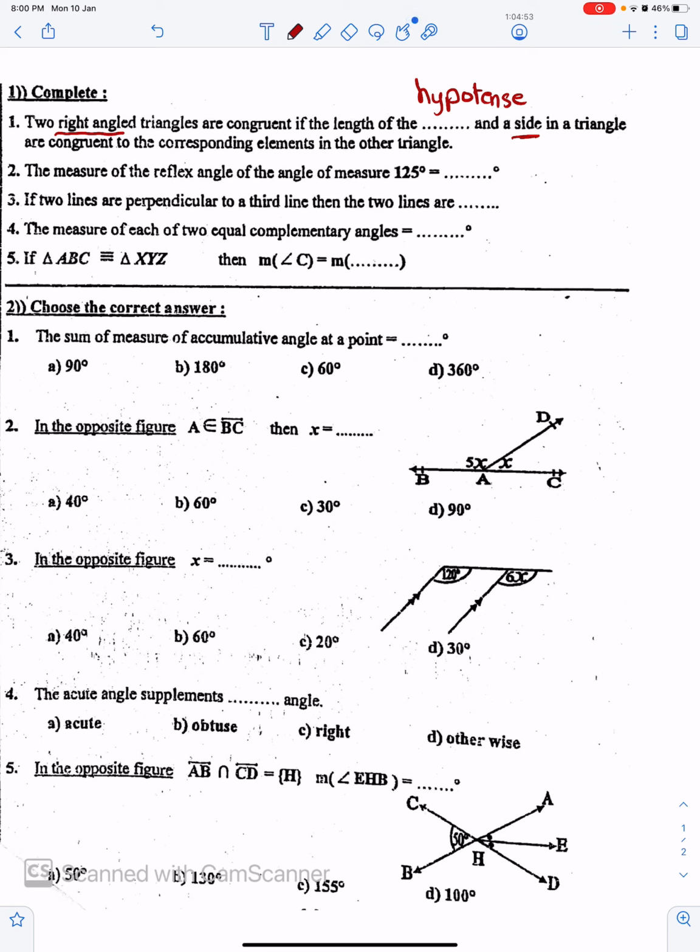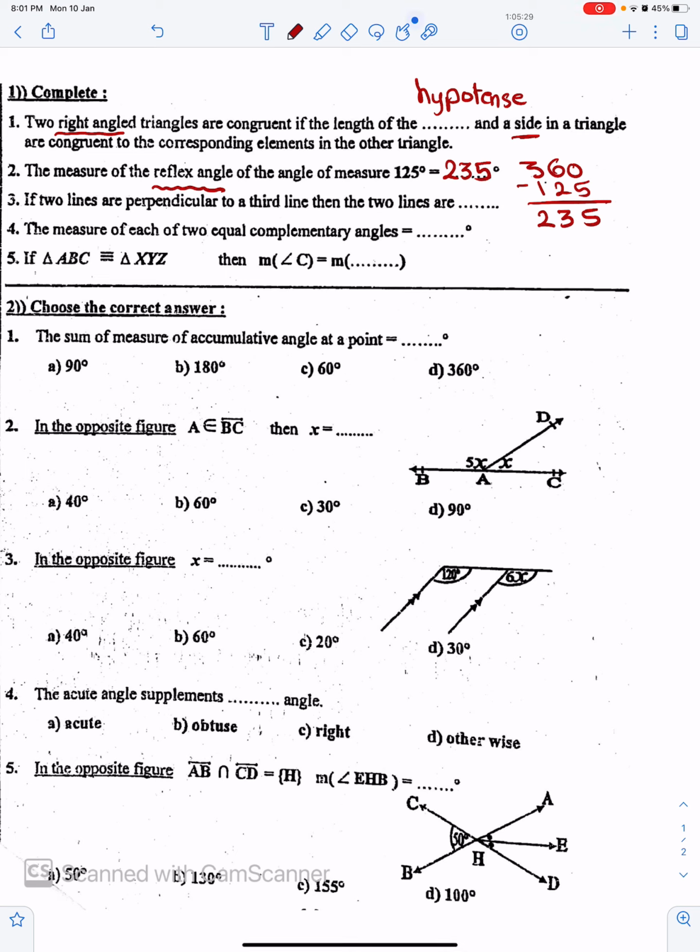Okay, number two, the measure of a reflex angle. The reflex angle, we know that it's 360 minus the angle. So it's 360 minus 125, which is equal to 235 degrees. He wants the measure of the reflex of an angle of measure 125. So I'm going to make 360 minus 125, which is equal to 235.